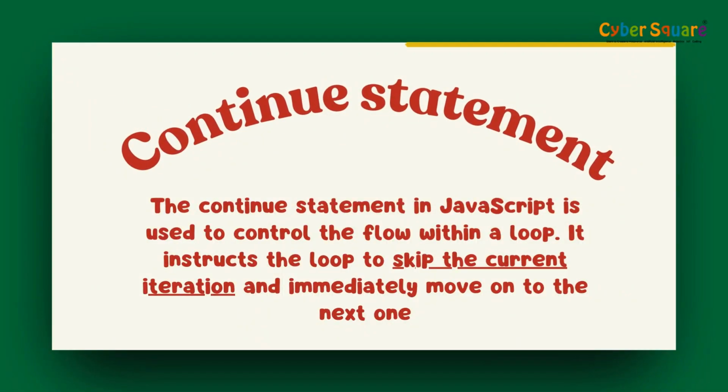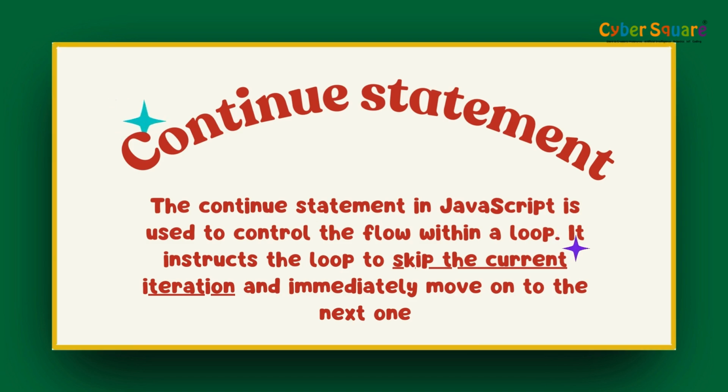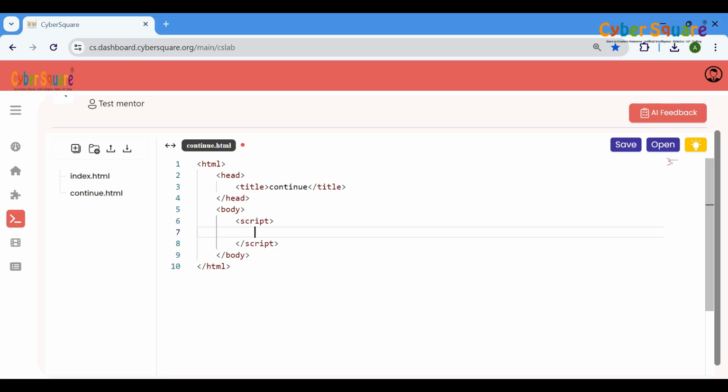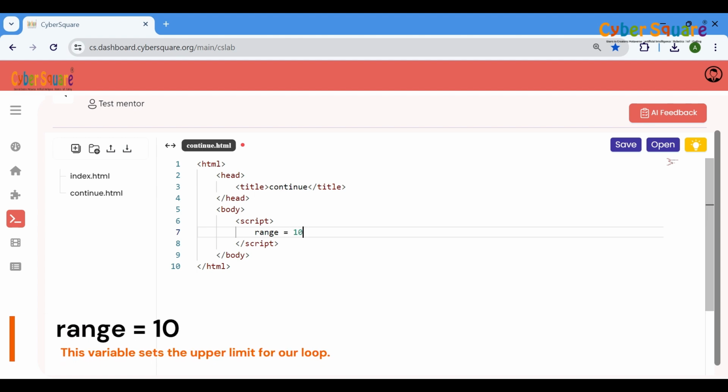Now let's move on to the continue statement. The continue statement in JavaScript is used to control the flow within a loop. It instructs the loop to skip the current iteration and immediately move on to the next one. Let's do a program. We start by declaring a variable named range and setting its value to 10.